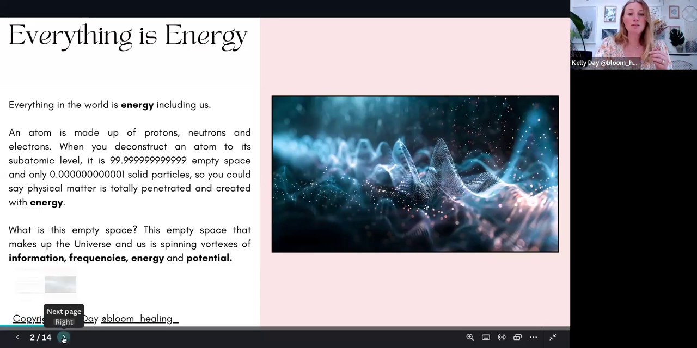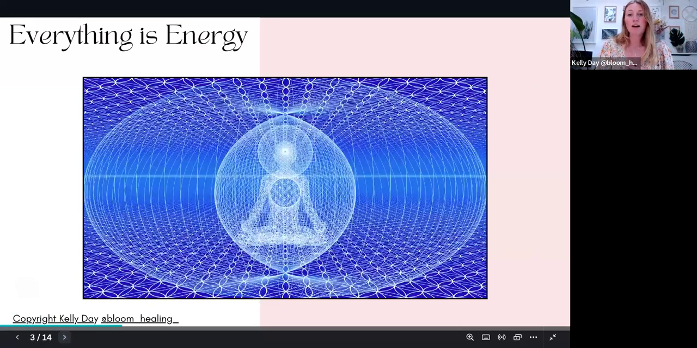This information field is also called the quantum field, the field, the information field, and we are all connected into it. We all obviously have our own energy field, our own physical bodies and subtle bodies, but we are all connected into this information field and the quantum field. I really like this image demonstrating that, using the flower of life geometry. I feel like it shows our own energy field, but then how we're still connected into this web of information.